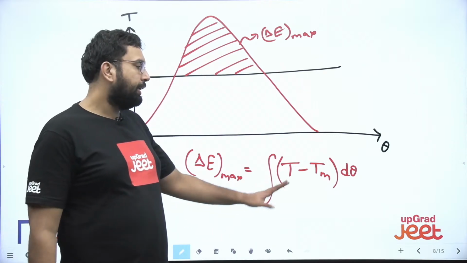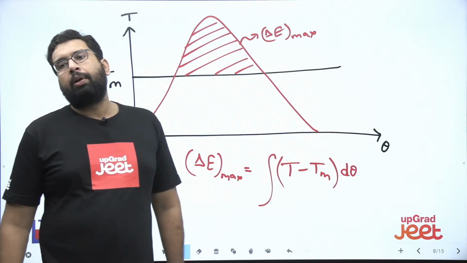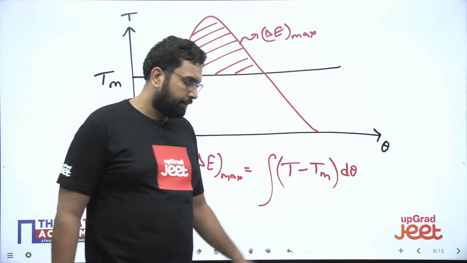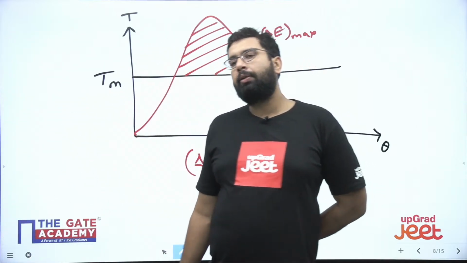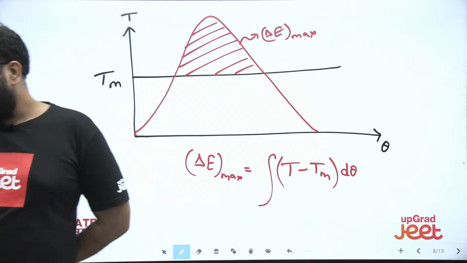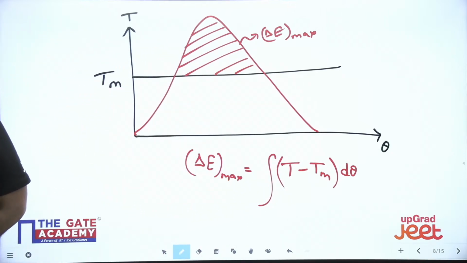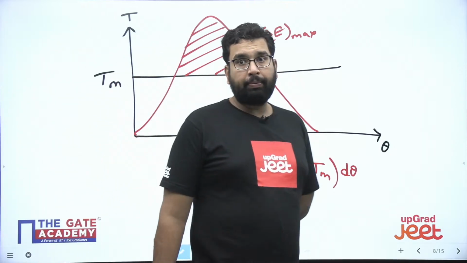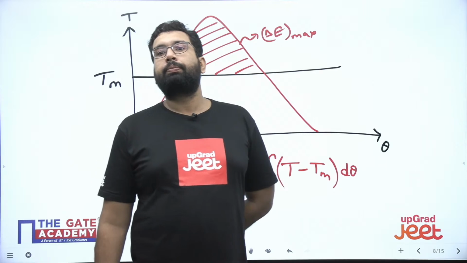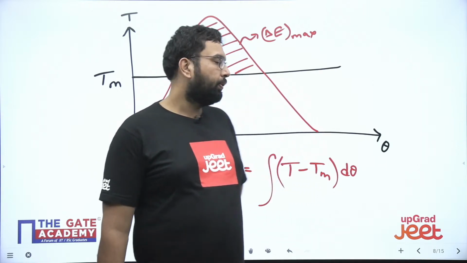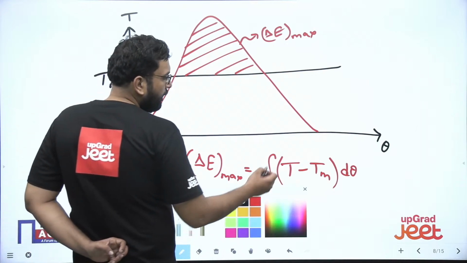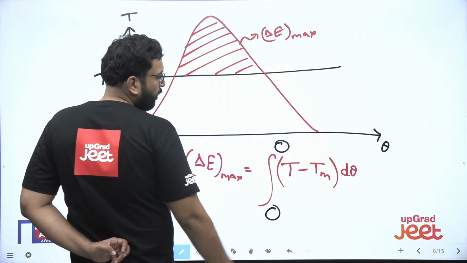Tell me, to integrate, what is missing here? For integration, what is missing? Can you please tell me what is missing here? What is missing here? Can you please answer me? Wonderful. So definitely the limits are missing. We are missing out the limits. So what should be the limits here?